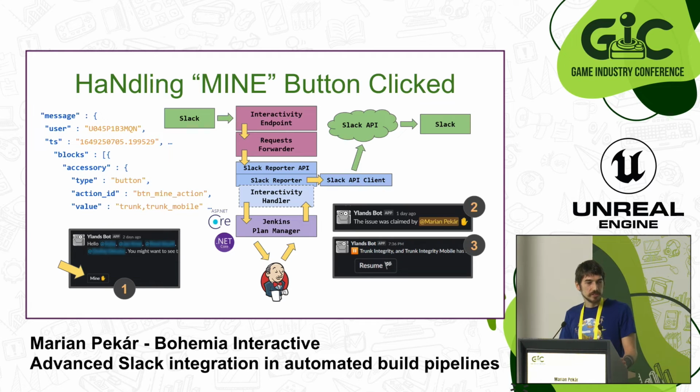So this is a concrete example of what I've just been speaking about. It's handling the Mine button clicked. So you can see someone clicked on the Mine button. The data from Slack looks like the data here on the left side. It's in JSON. It has been shortened. There are a lot of other fields, but most of them we are not using. And it goes through the interactivity endpoint, forwarded to the Slack Reporter API through the request forwarder, and the interactivity handler contacts Jenkins Plan Manager, which is one of those connected services. And this Plan Manager tells Jenkins to stop this pipeline. And then Jenkins responds, and the confirmation is sent to the Slack API. And also these messages with Resume buttons are sent back to Slack through the Slack API.